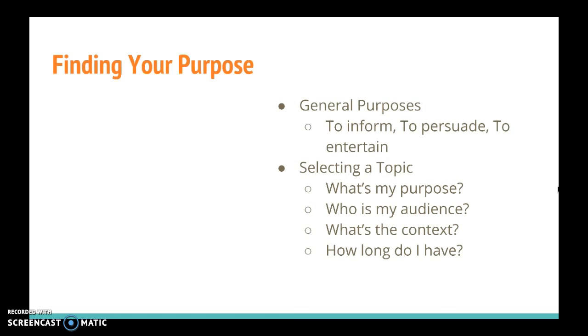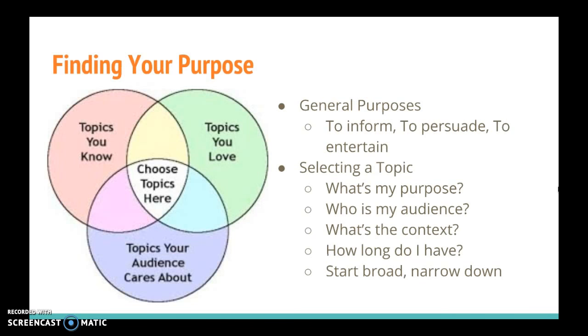Should I narrow my topic more in order to get within that time frame? Do I only have 3 minutes to speak? And how do I cover my topic in that time? So the amount of time that we have to give the speech is going to be a really big constraint on the topic that we end up selecting.